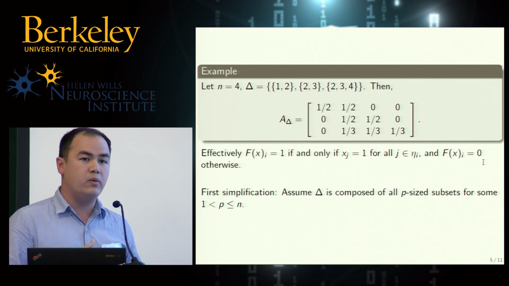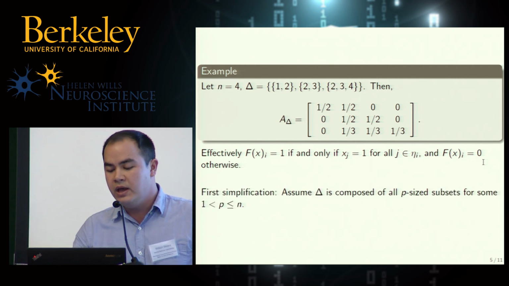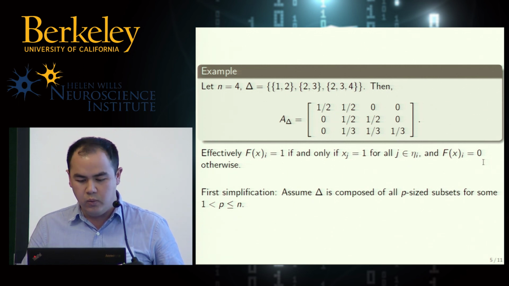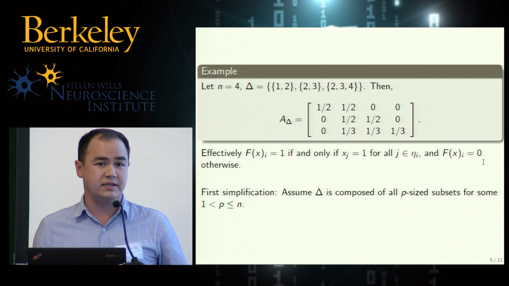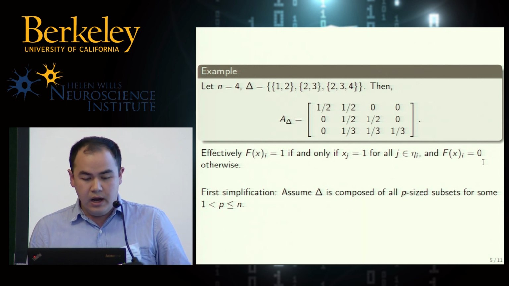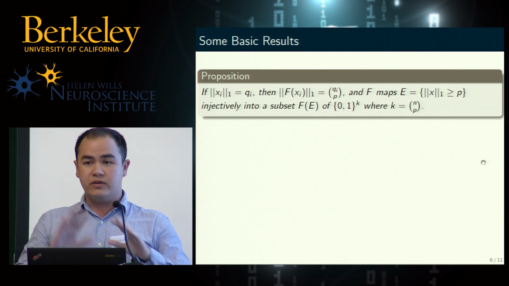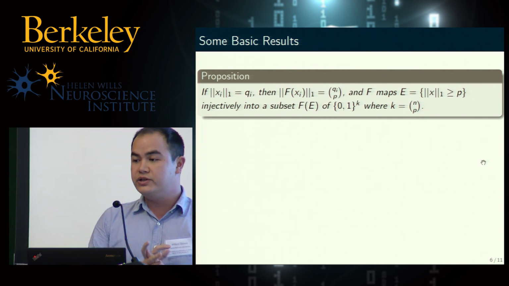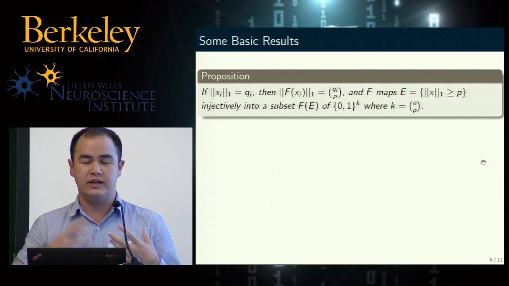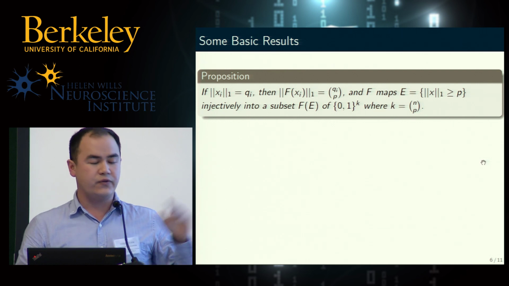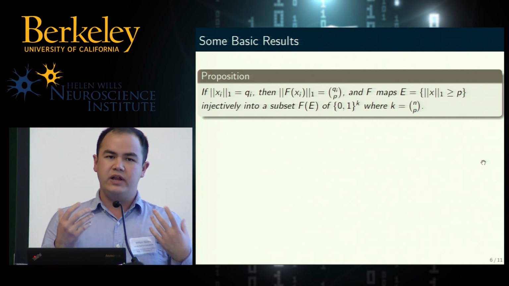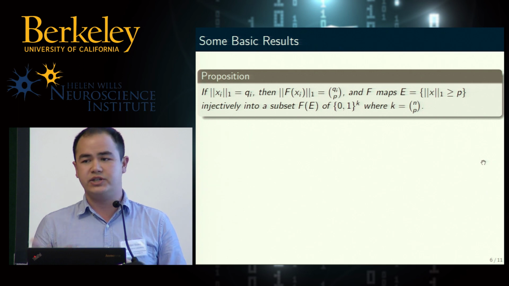And for now, we're going to make one assumption. We'll be able to relax this later, but it helps us prove what we're working with in the meantime. We're going to assume that delta is composed of all p-size subsets for some p bigger than 1, okay? So with that formalism for now, we can show basically that it fits what we want out of the coding that the dentate has from the literature, right? So this first one here just says that outside of a neighborhood of 0, our mapping is injective, right?